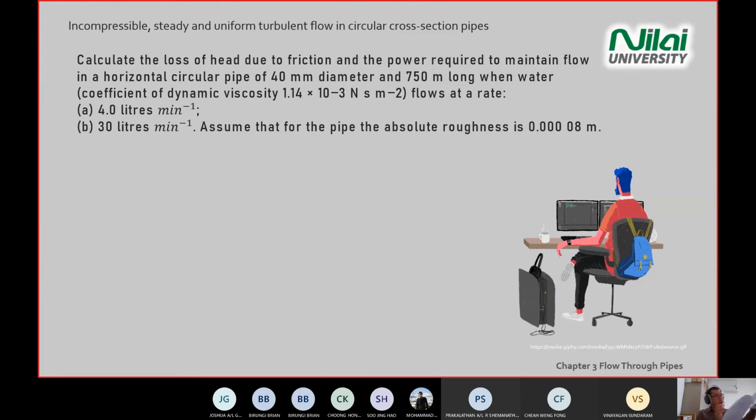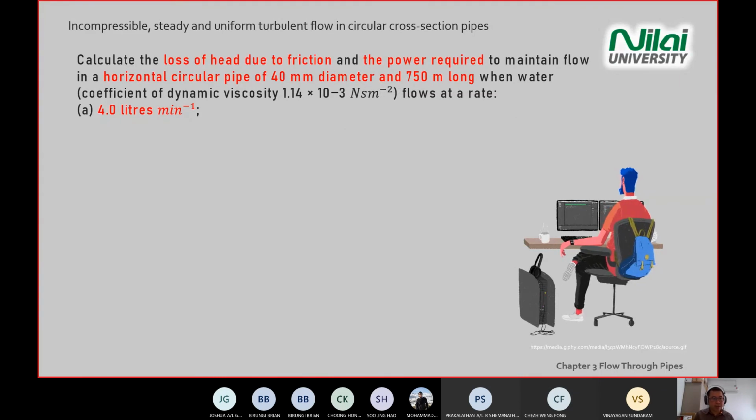Okay, this is question 25 in your tutorial. But anyway, we will just go through very fast because this should all be covered in the previous Friday. Right, I go very fast. So this is head loss. So how do we apply it for the first case, when we have 4 liters per minute.